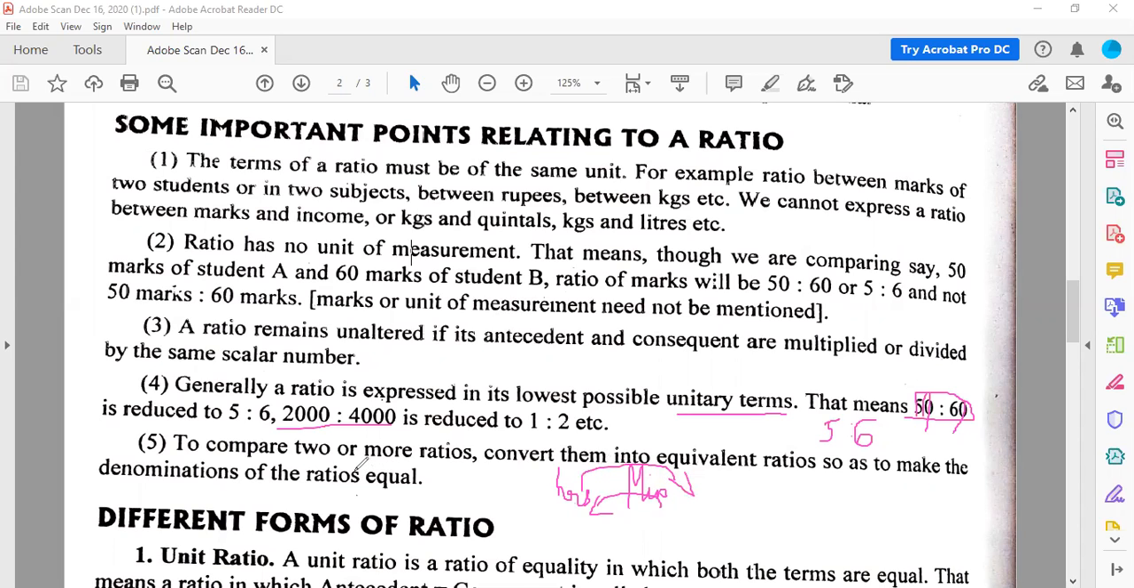If two or more ratios are given, we have to convert them into equivalent ratios of the same form, and then solve for the ratios. So these are the 5 important points you have to keep in mind while solving problems of ratios. Any doubts? Did you all understand?